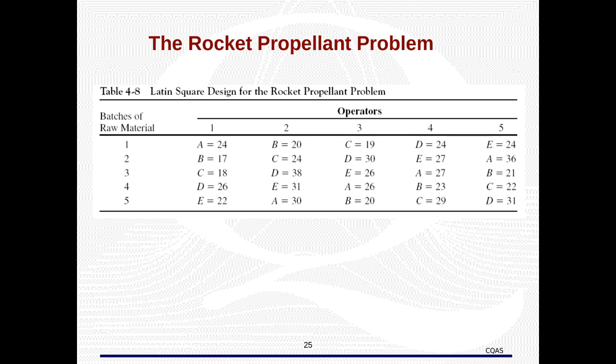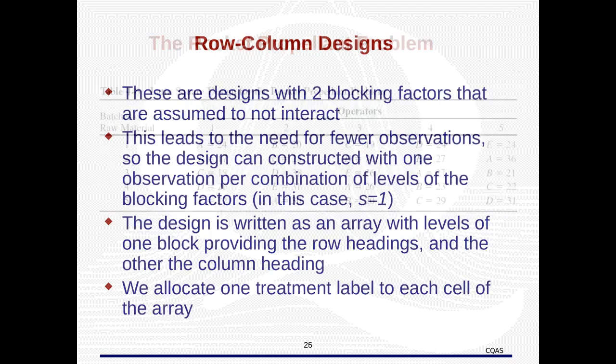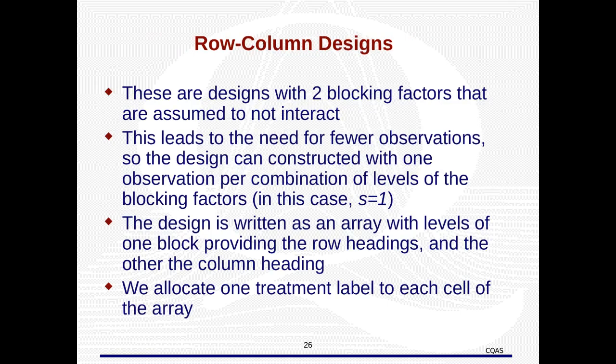Having addressed the propellant problem, we now turn to row-column designs, a powerful framework for managing 2 blocking factors simultaneously. These designs operate under a critical assumption: the 2 blocking factors do not interact with one another. This assumption is crucial because it permits us to construct efficient designs requiring only a single observation per combination of blocking factor levels. The structure is elegantly simple.